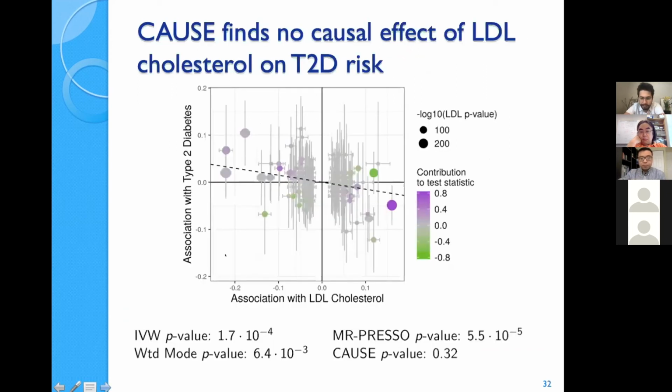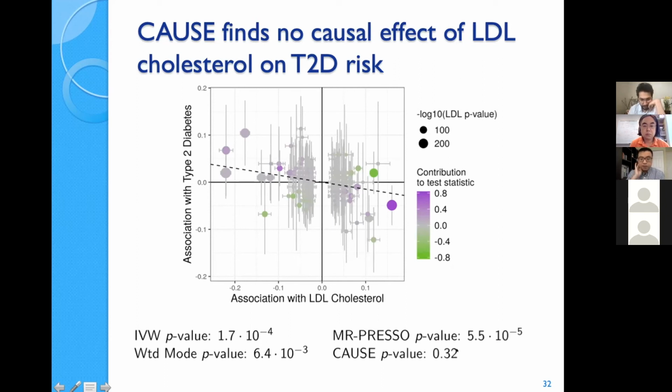As one example, take the LDL and T2D case. In this case, all the other methods, IVW, MR-PRESSO, and weighted mode, show pretty strong p-values. We plot the effect size of variants on LDL and the effect size of variants on T2D. As you can see here, there's overall an active association. So that's why these other MR methods report strong p-values. But CAUSE reports a p-value of 0.3.